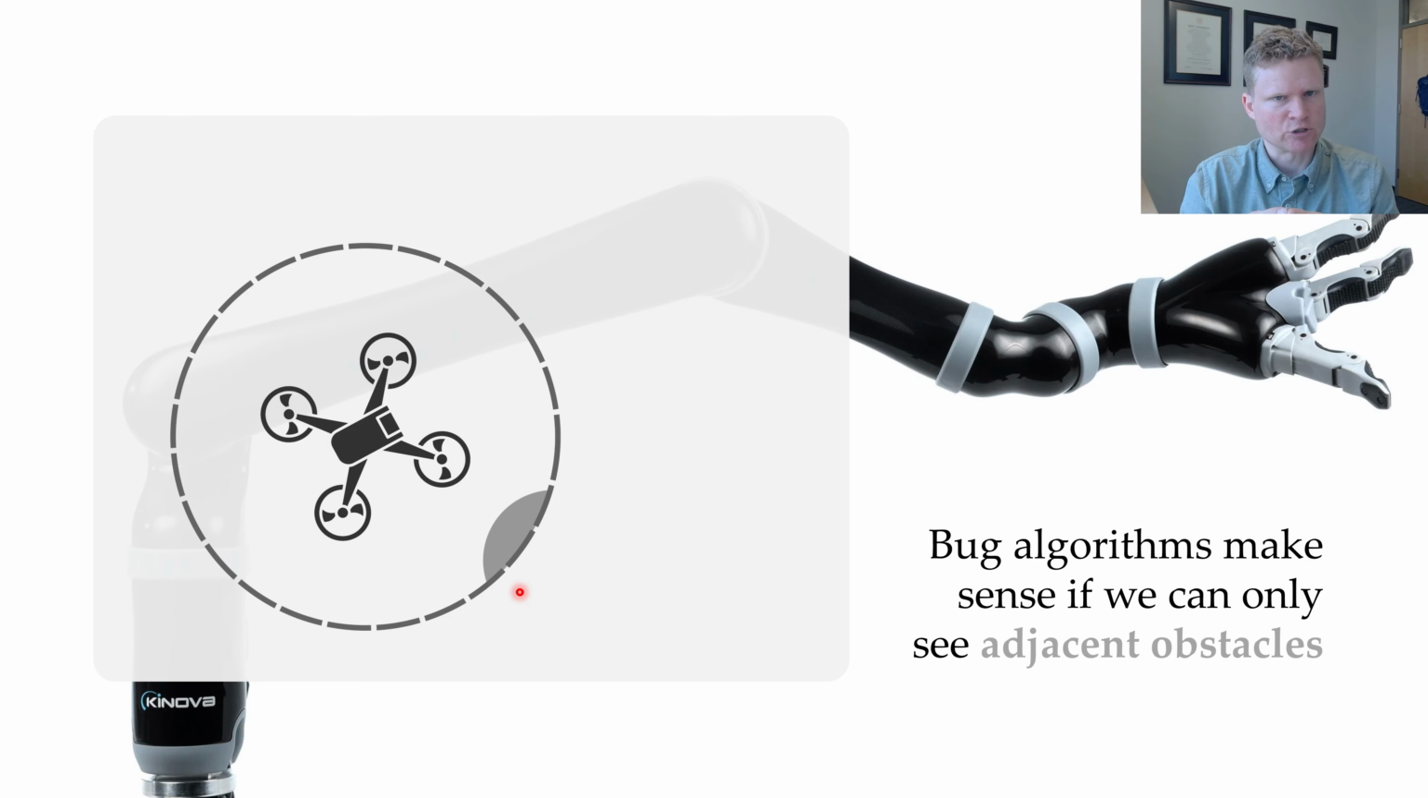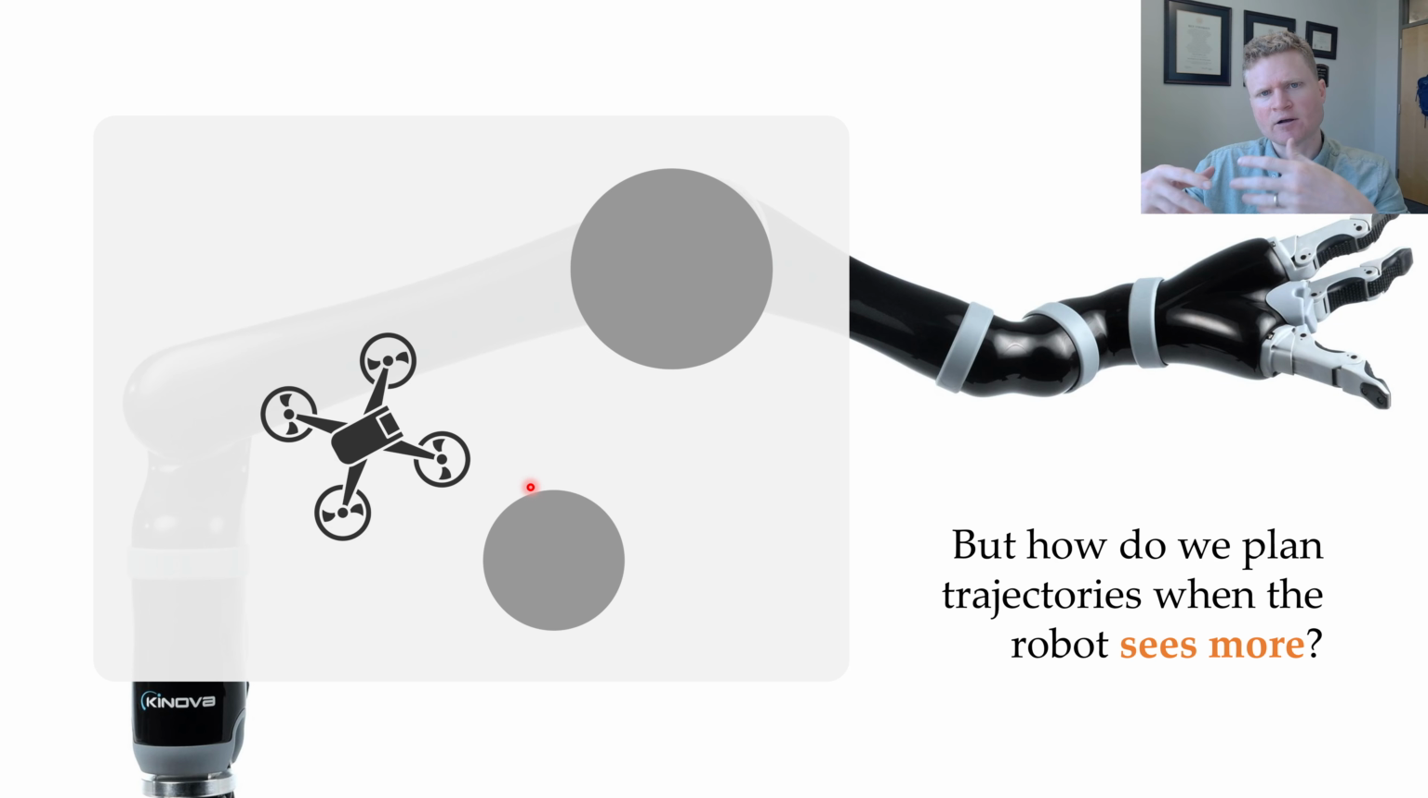Now, in the previous lecture, we introduced motion planning and we discussed an algorithm called the bug algorithm. And this bug algorithm works really well when my robot can only see obstacles that are right next to it. So let's say I've got a drone and I can only see this obstacle that's right next to the drone. That would be a situation where it's appropriate to use the bug algorithm. But now I want to switch gears and think about settings where my robot can see more. Maybe it can see all the different obstacles in its environment. How do I come up with good trajectories when I have access to this information?